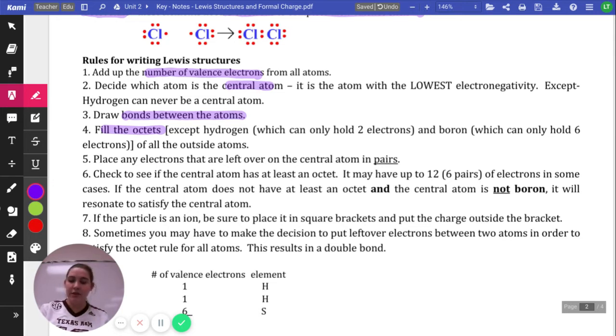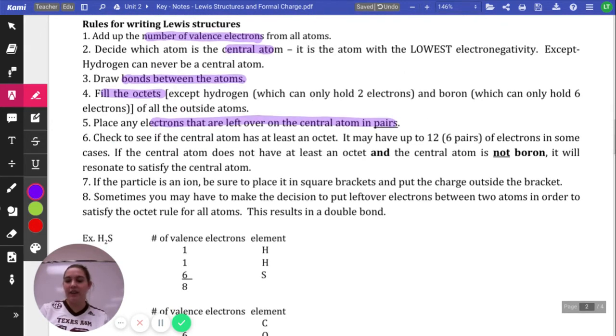Place electrons that are left over on the central atom in pairs. Make sure all the atoms have at least an octet. It could have up to 12 electrons in some cases. It's pretty rare, and we'll talk about those strange cases in a minute, in our next video, actually.